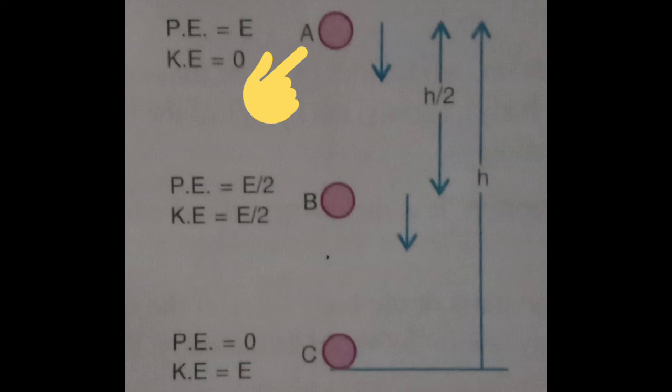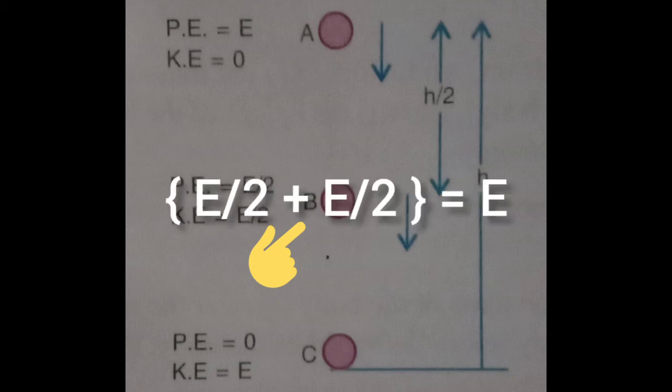And when it was freely falling and was at point B, the potential energy becomes half. This half energy is converted into kinetic energy. That's why total energy at point B is also the same. If you add E by 2 and E by 2, this will be equal to E, or the total energy becomes E.